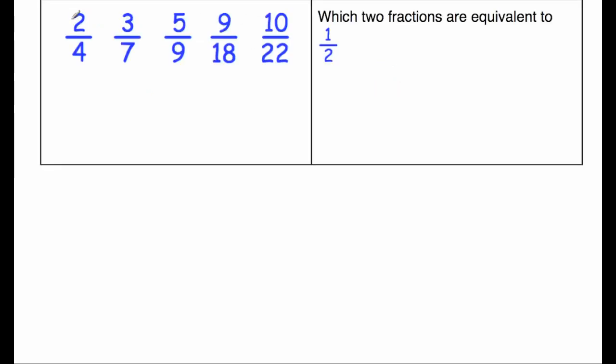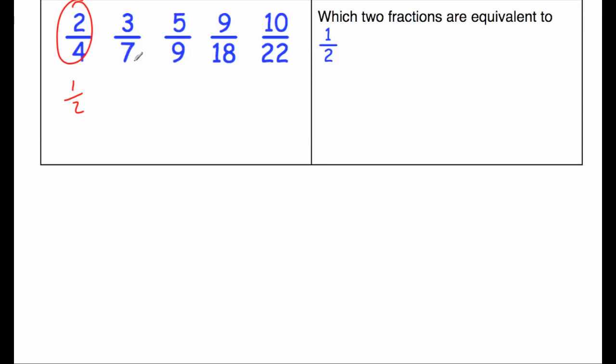Okay, our last question, we've got a list of fractions, 2 quarters, 3 sevenths, 5 ninths, 9 eighteenths, and 10 over 22. And we've been asked to find 2 fractions that are equivalent to a half. So let's simplify these fractions. Simplifying 2 quarters, well, dividing both the numerator and denominator by 2 would give a half.